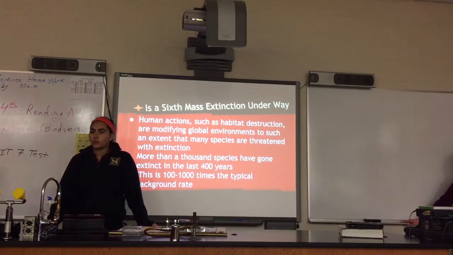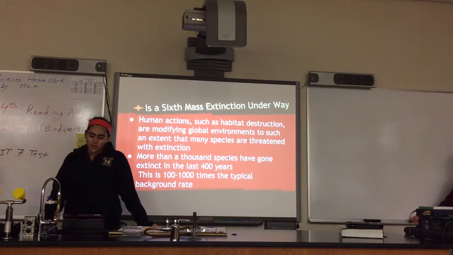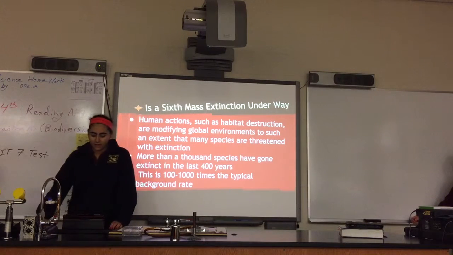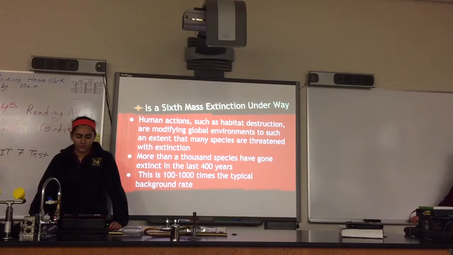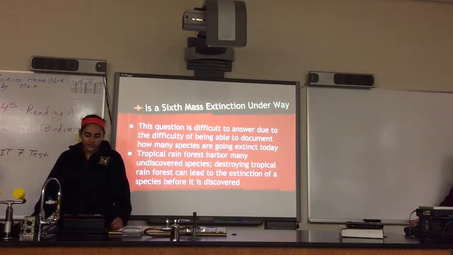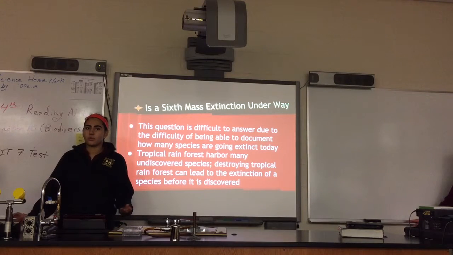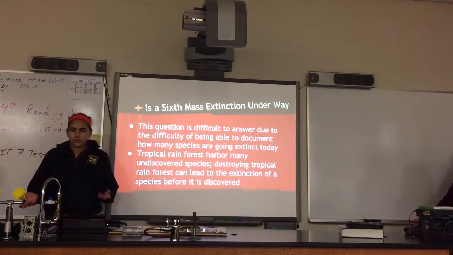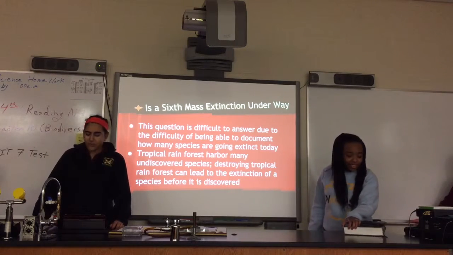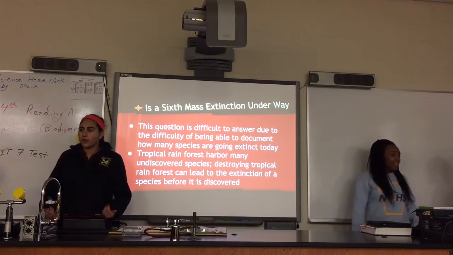The real question we want to ask is: is the sixth mass extinction underway? Due to human actions like habitat destruction, we're really modifying global environments to such an extent that so many species are being threatened with extinction. In the last 400 years, more than 1,000 species have gone extinct, and this is somewhere between 100 to 1,000 times worse than the typical background rate. So is a sixth mass extinction underway? It's a really hard question to answer because it's really difficult to document what species are going extinct right now. For example, tropical rainforests have lots of different species that we don't know about and that we're discovering every day.